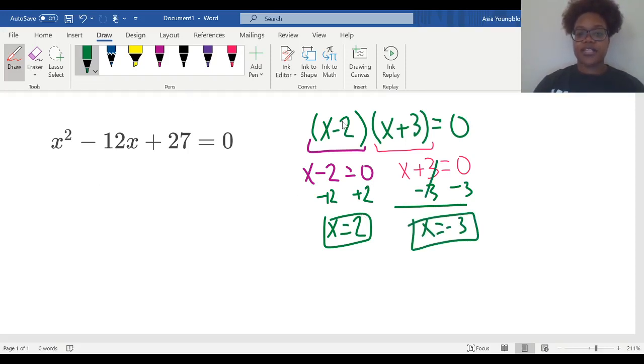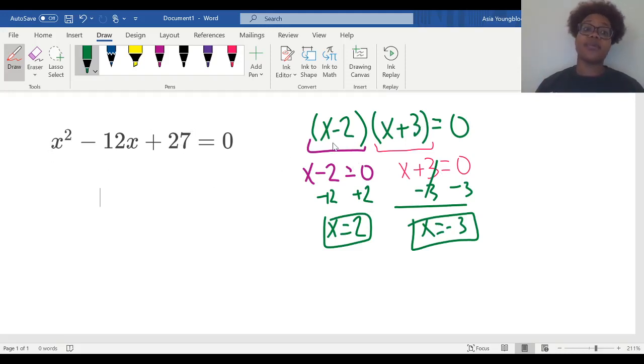So these are the two x values that when we plug them in, they will make this whole thing equal 0. So if this is 2, this is 0 times 5, 0 times 5 is 0. This is negative 3, this would be negative 5 times 0. And negative 5 times 0 is 0 as well. So we want to get our given problem to look like this.